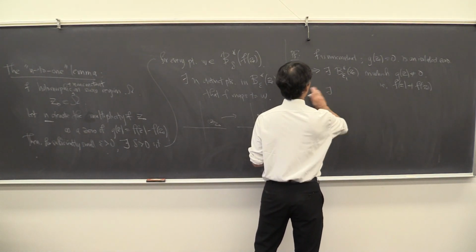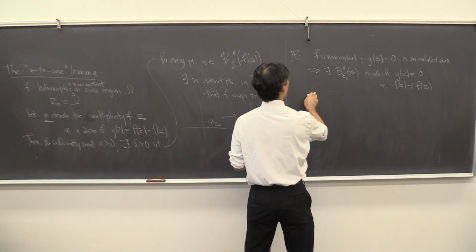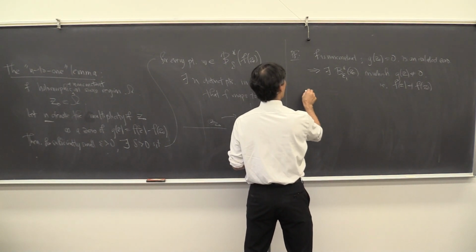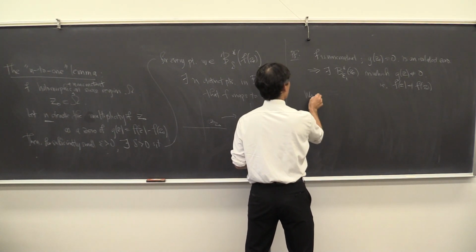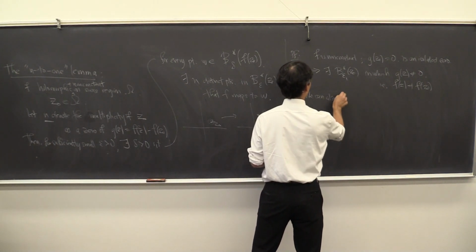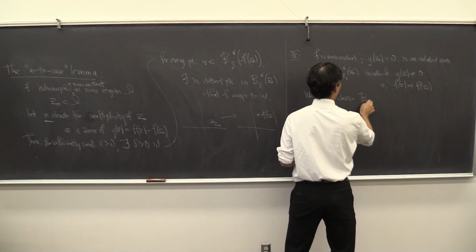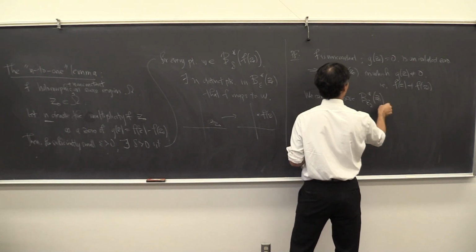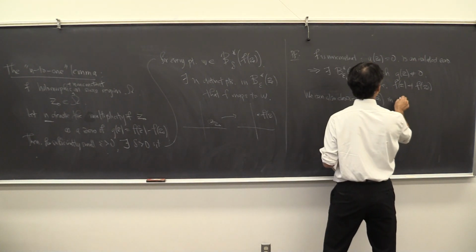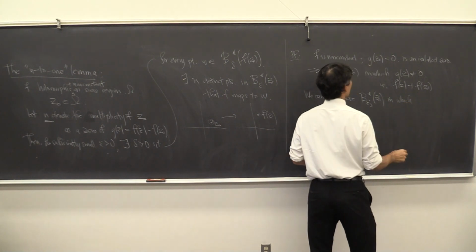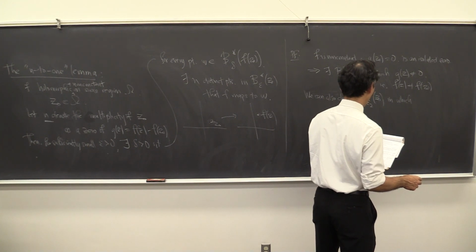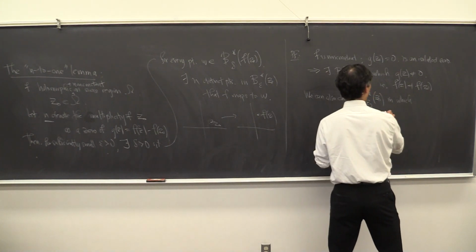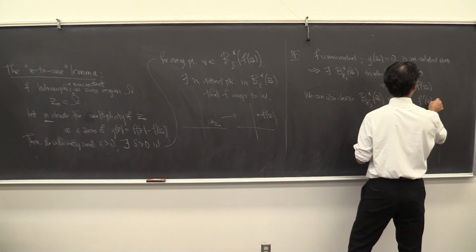We can also choose another neighborhood, B epsilon 2 of z naught, in which f prime is non-zero.